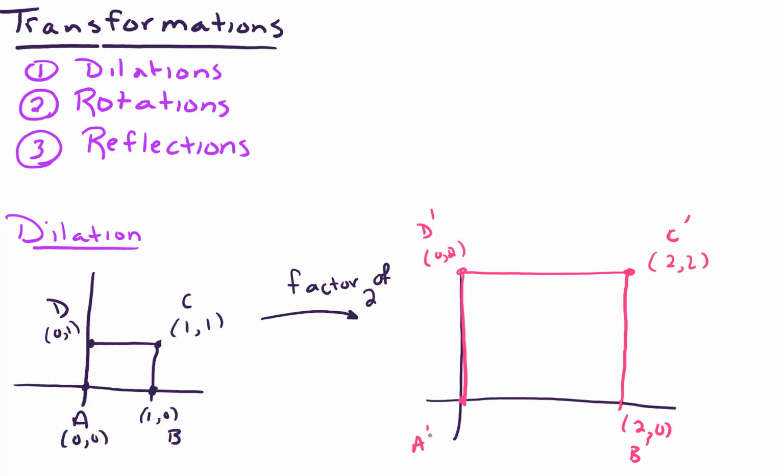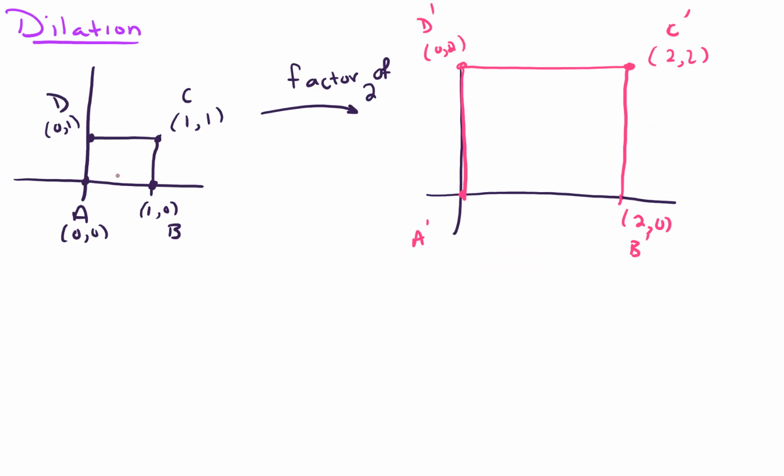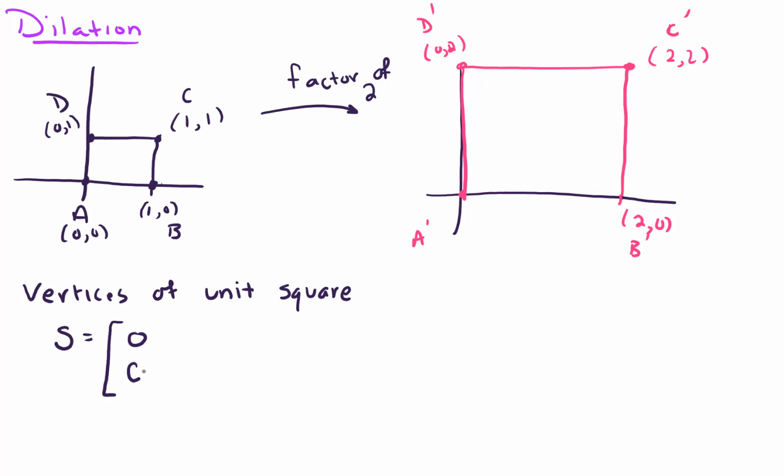So the question becomes, how can we encode this in a matrix? How could we do this efficiently? So let's take a look at the matrix calculations. So let's encode the vertices of our unit square. I'll call that matrix S for square, and we'll put those vertices in here as columns. So here's vertex A, vertex B is 1, 0, vertex C is 1, 1, and vertex D is 0, 1. So that's vertex A, B, C, and D.